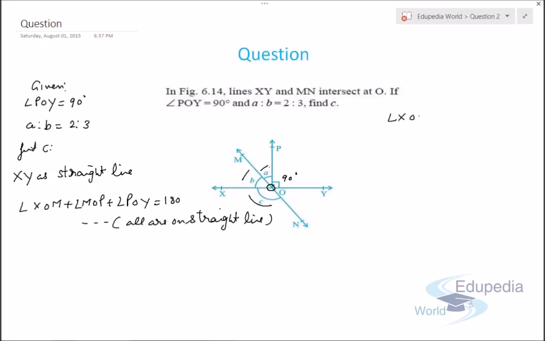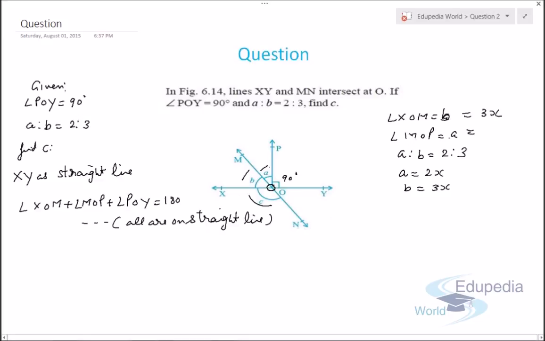Angle XOM is B and angle MOP is A. So if we take now A is to B, given in the ratio 2:3, this means we can take A as 2x and B as 3x. So this means XOM will become 3x and MOP will become 2x.